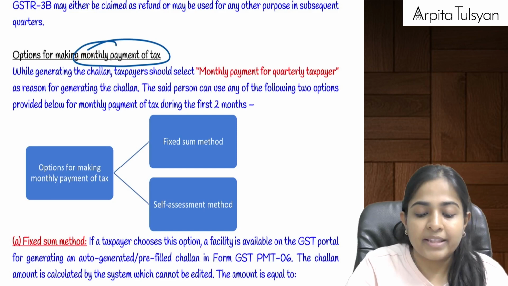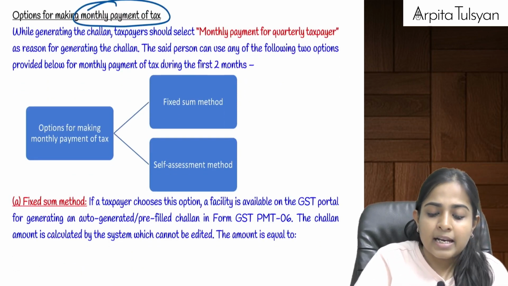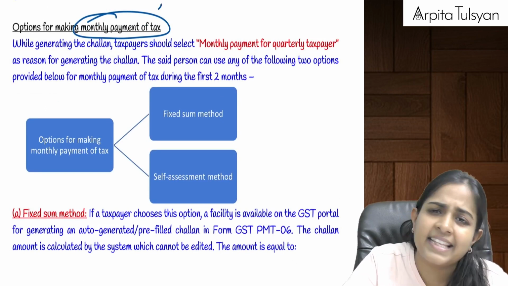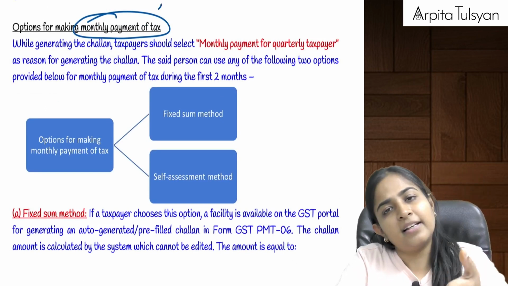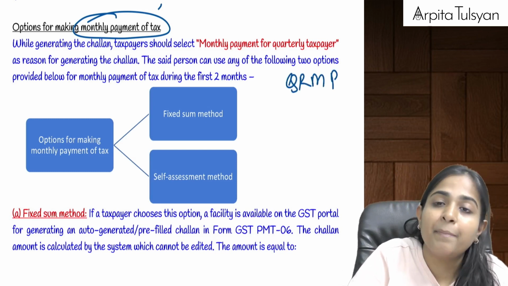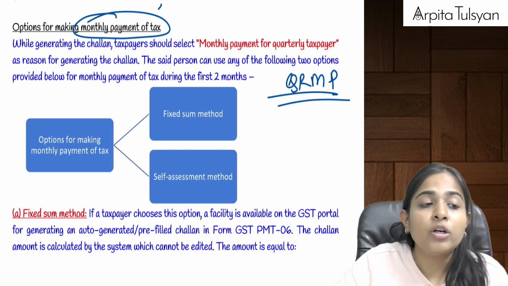Now, there are two ways. How are we supposed to pay the tax? Just try to understand. If you are doing monthly payments and monthly returns, then there is no problem. Whenever you file the returns, you pay the taxes. But what about QRMP people?